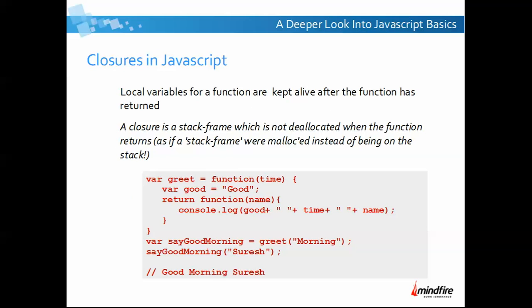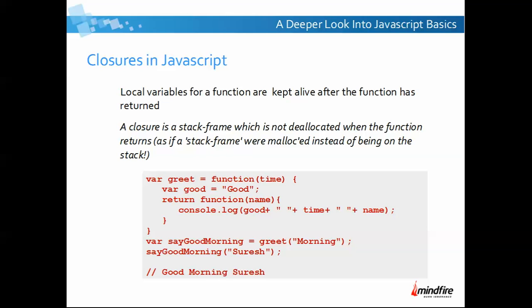So let's see what happens in closures. Closures are actually local variables for a function, kept alive after the function has returned. As we all know, as and when the function returns, all the local scope variables are deallocated from memory. So this is what happens in general.